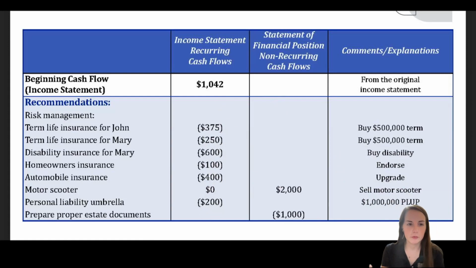So this is an overall view of the changes that we discussed and where it leaves you for your discretionary cash flow, which, like I told you, is the money that can go towards saving for emergency fund. So we have the cost for the life insurance, the disability insurance, homeowners, and the automobile insurance. And we also have the selling of your motor scooter to pay for the credit card debt, the liability insurance, and the cost to prepare the estate documents I just discussed with you, which should be at least $1,000.